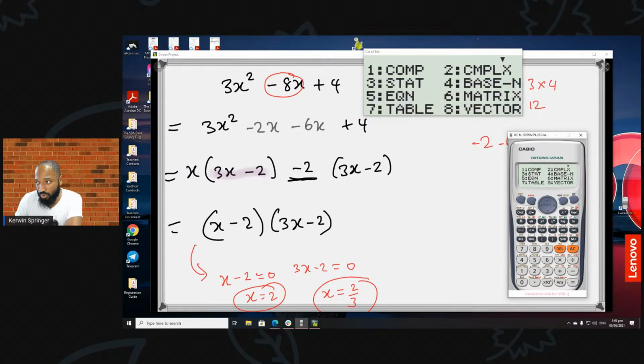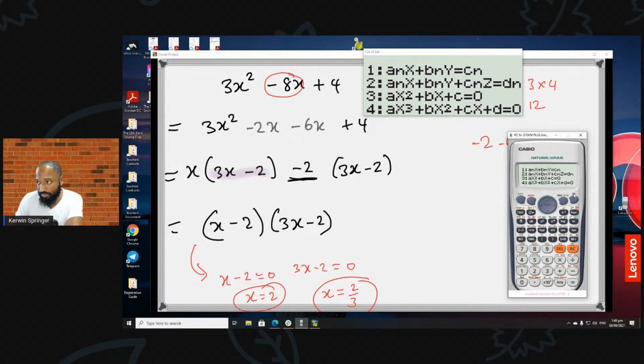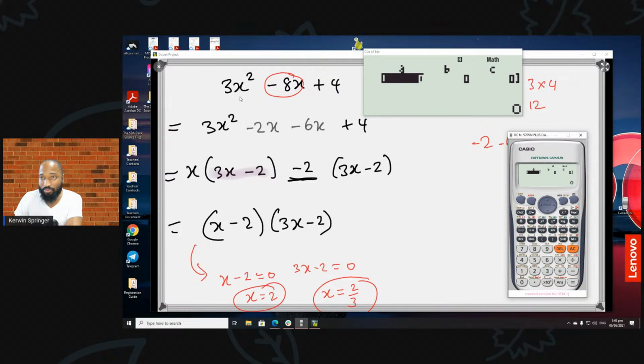You're going to press mode. You're going to press equation. You're going to press 3. You all seen it there? Ax squared plus bx plus c equals 0. That's the general form of a quadratic equation right there. So you're going to press 3. And then you're going to put in the coefficients. Look, they're literally asking me a, b, c. So you're going to put 3. You're going to put -8. And you're going to put 4. Then you press equal. You get the 2.